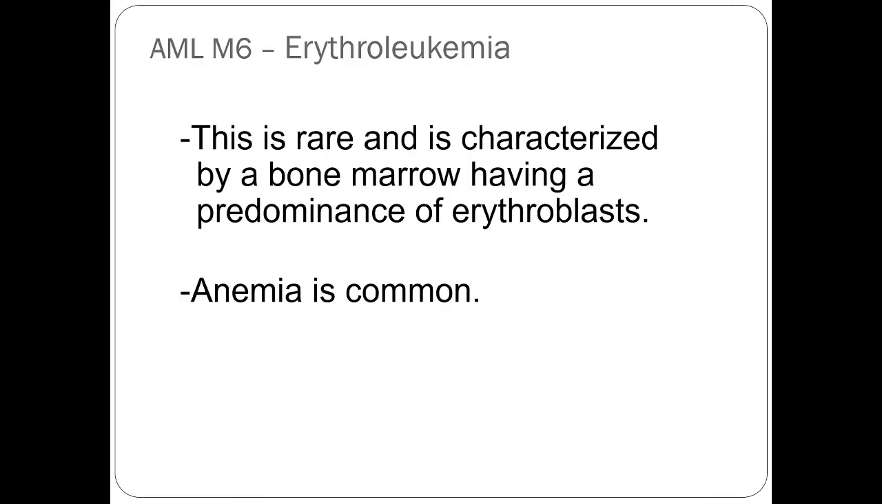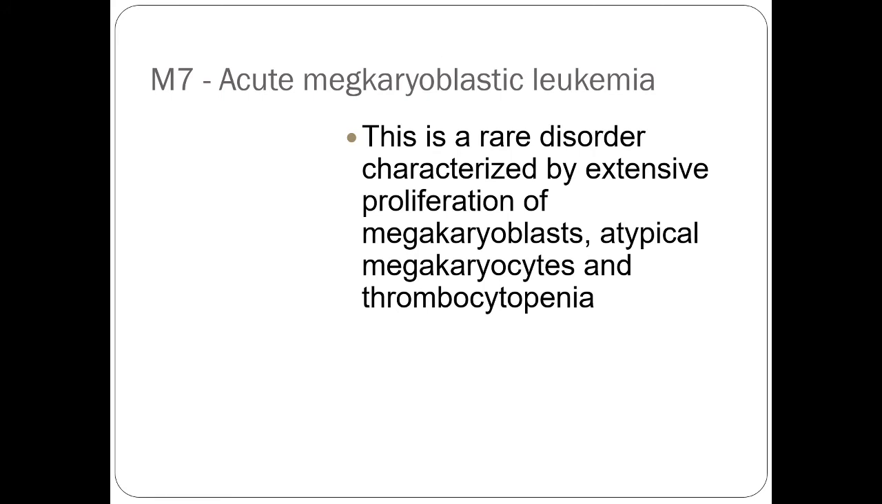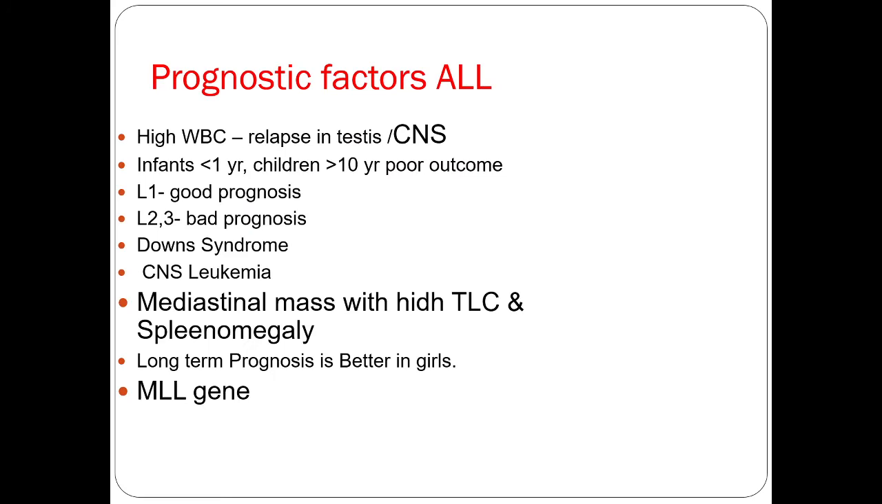Erythroleukemia, this is the rare and is characterized by the bone marrow having a predominance of the erythroblast. Anemia is common. M7 megakaryoblast leukemia. This is the rare disorder characterized by the extensive proliferation of the megakaryoblast, atypical megakaryocytes and thrombocytopenia.